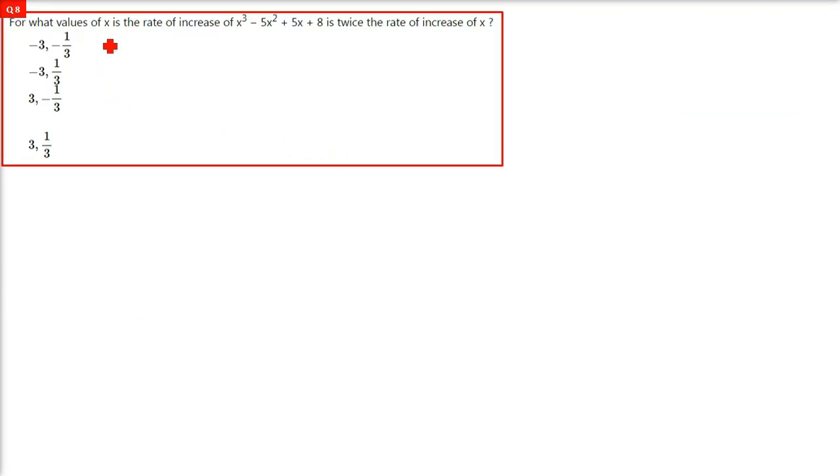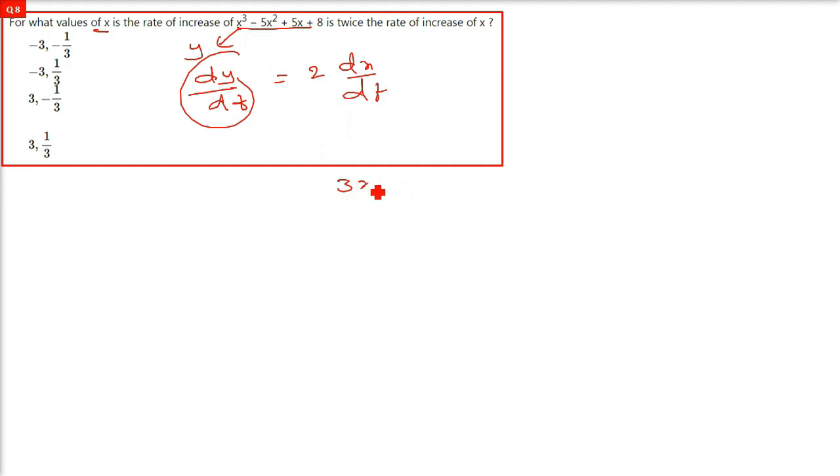For what values of x is the rate of increase of x cube minus 5x square plus 5x plus 8 twice the rate of increase of x? Now assume this expression to be y. We are talking about dy by dt, and this is equal to 2 dx by dt, because it is twice the rate of increase of x. So let us differentiate this. dy by dt, I am taking 3x square minus 10x plus 5, 8 will not be there.